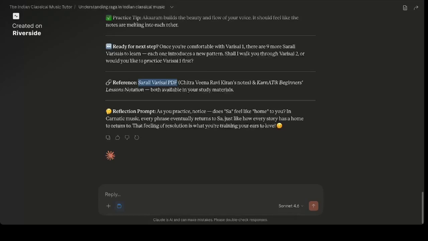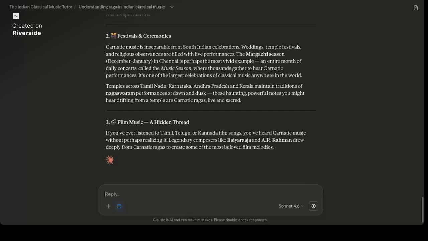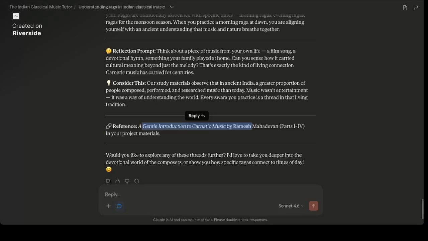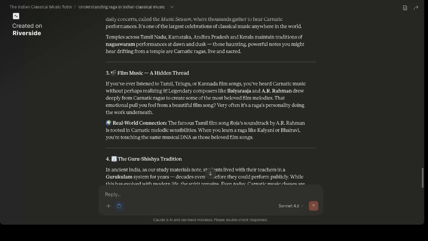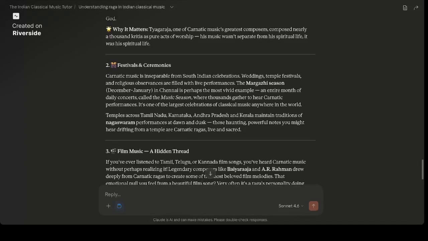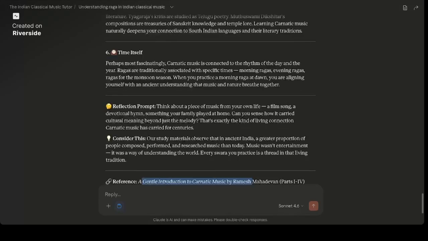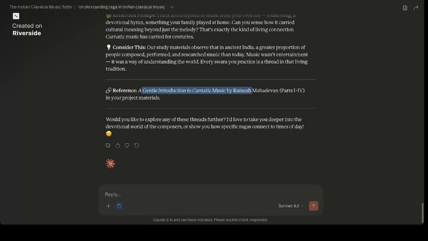Now, let's get to function 3 about testing her with real world connections. How does Carnatic music connect to everyday life in India? The morning rituals and devotions, festivals and ceremonies, film music, a hidden thread, Guru Shishya. So, she maps ragas to the times of day, as you could clearly see here, and introduces the trinity of composers and even compares the Chennai music season here to Rio's carnival, making it instantly relatable to a US audience.